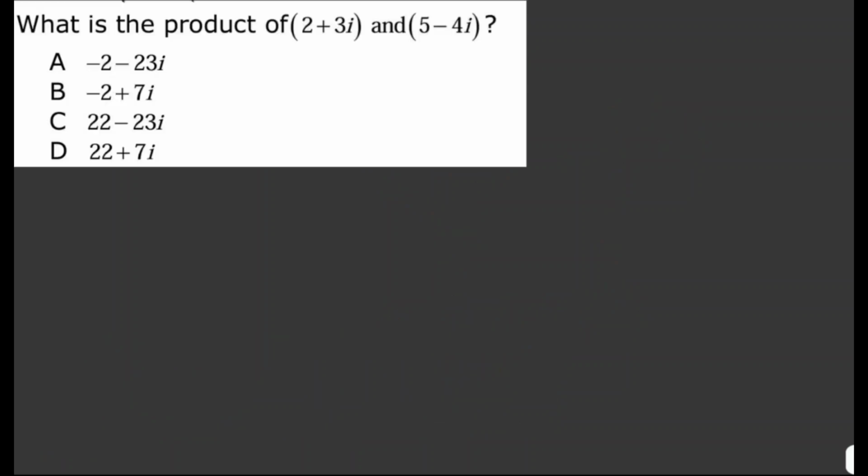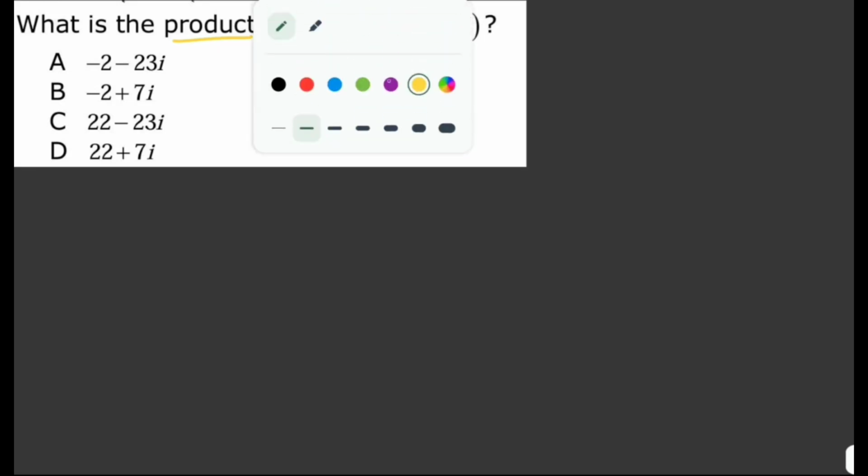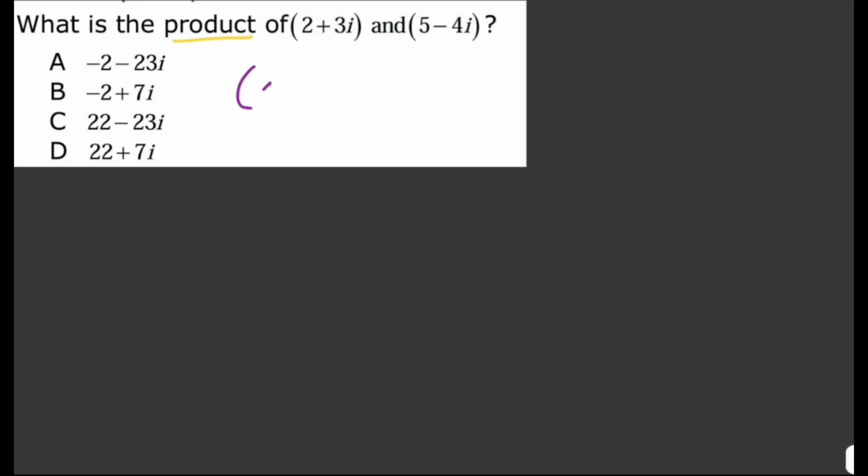Let's try solving this problem. What is the product of 2 plus 3i and 5 minus 4i? When we say product, we multiply. We multiply 2 plus 3i and 5 minus 4i. We can use the FOIL method here.